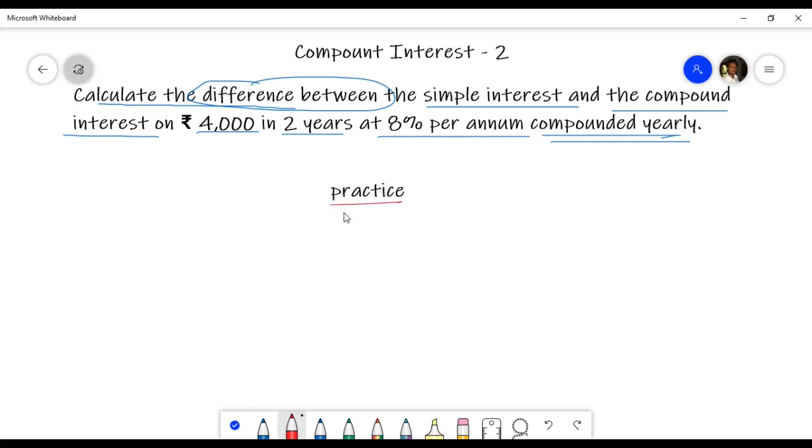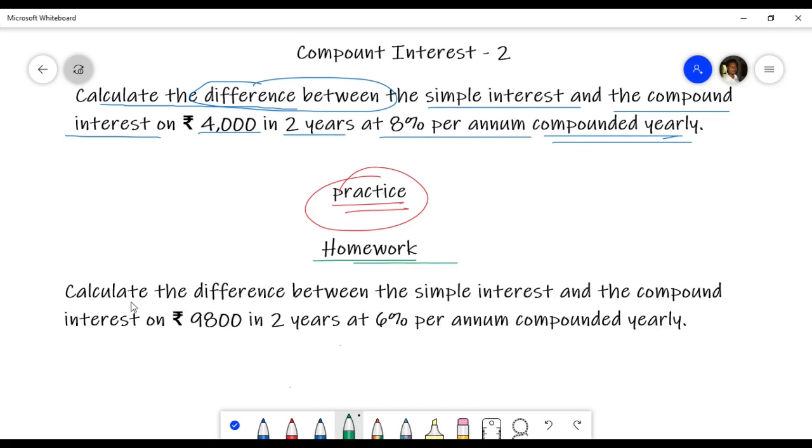So keep practicing, and you can go back through the video and see again. There is a homework for you. Calculate the difference between the simple interest and the compound interest on rupees 9,800 in 2 years at 6% per annum compounded yearly.